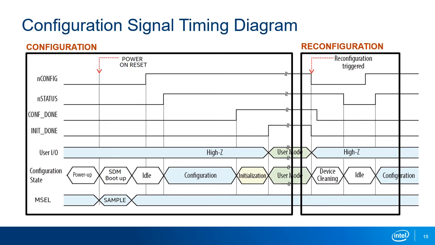Also, the Agilex device reconfiguration follows a certain signaling pattern on the nCONFIG and nSTATUS pins. The nCONFIG pin is usually held high throughout normal operation after the configuration is completed. To initiate reconfiguration, the nCONFIG pin is pulled low, which causes the SDM to initiate FPGA device cleaning. The completion of this cleaning activity is indicated by driving nSTATUS low, as shown in the timing diagram. After nSTATUS is driven low, you can drive the nCONFIG pin high to initiate reconfiguration.